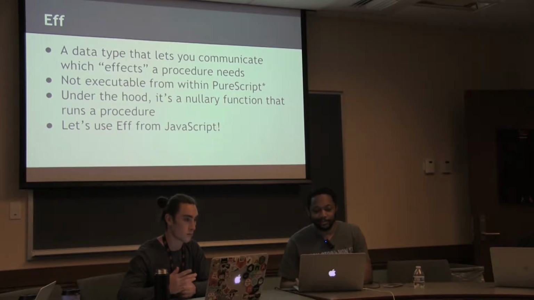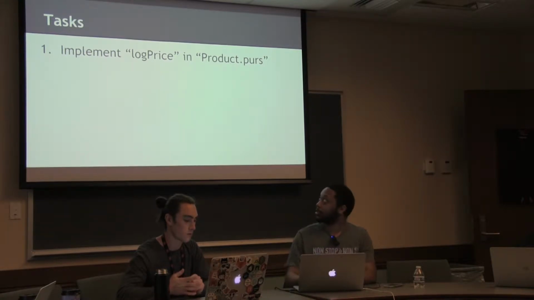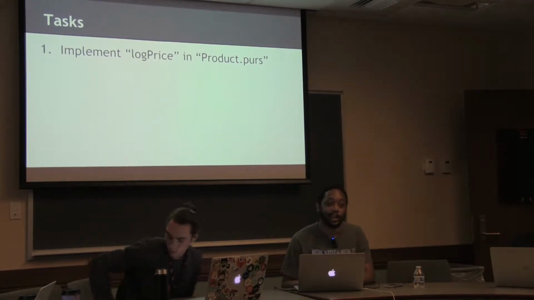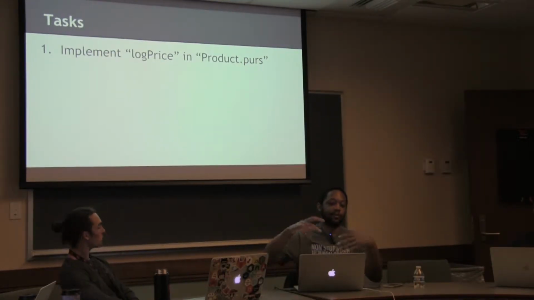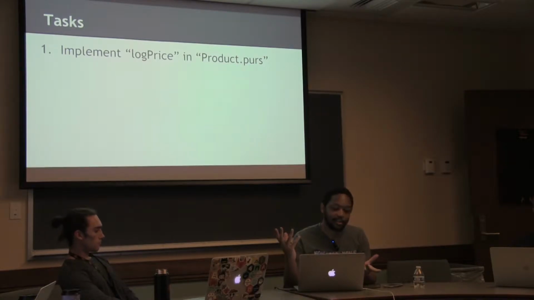So, okay, we can try to do this. Hopefully it'll go kind of quick. I don't want to take all the time. We haven't gotten to any Halogen yet. But let's just do it real quick. Okay, so we're going to make a logPrice function that gives you back an F. And the F is going to log to the console or something. Does that seem fair? Sort of like what you would do in JavaScript. You just say console.log, and then it does its thing.